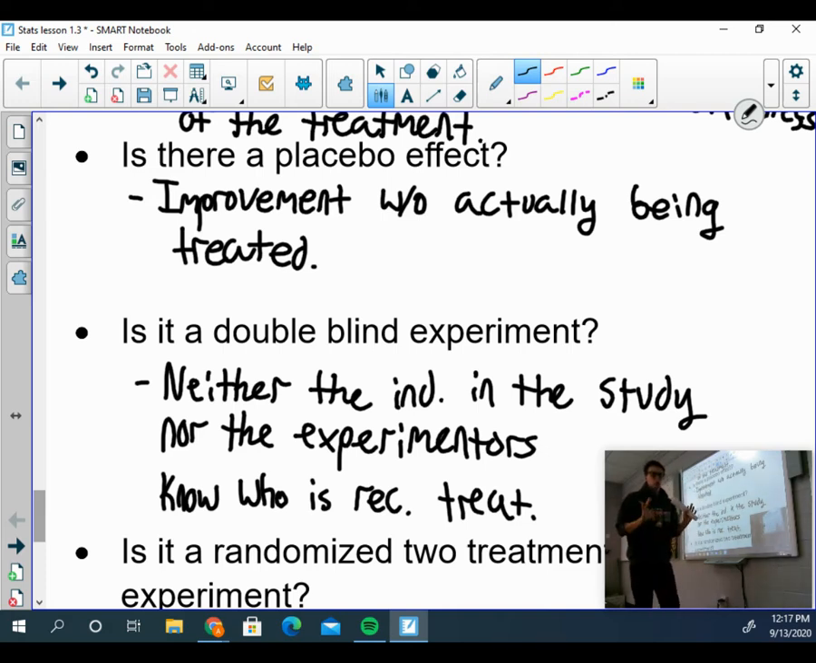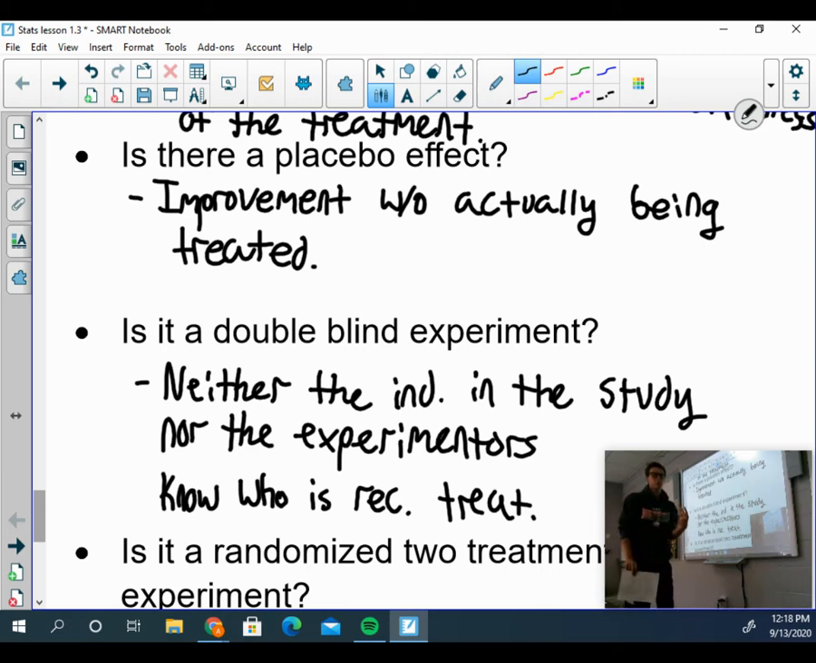So one way of controlling that is by having a double-blind experiment. What I would do is have an unbiased third party come in and run the experiment, so to speak. That way, not only do the individuals in the control group and the treatment group not know whether they're being treated or not, so that we could watch for the placebo effect, but also I'm not going to know who is receiving the treatment, so that I don't bias my study results.